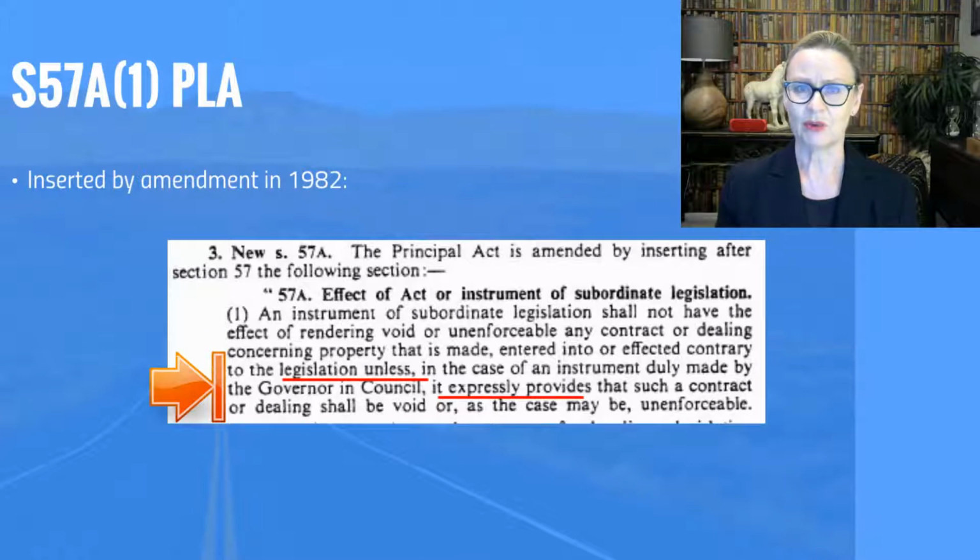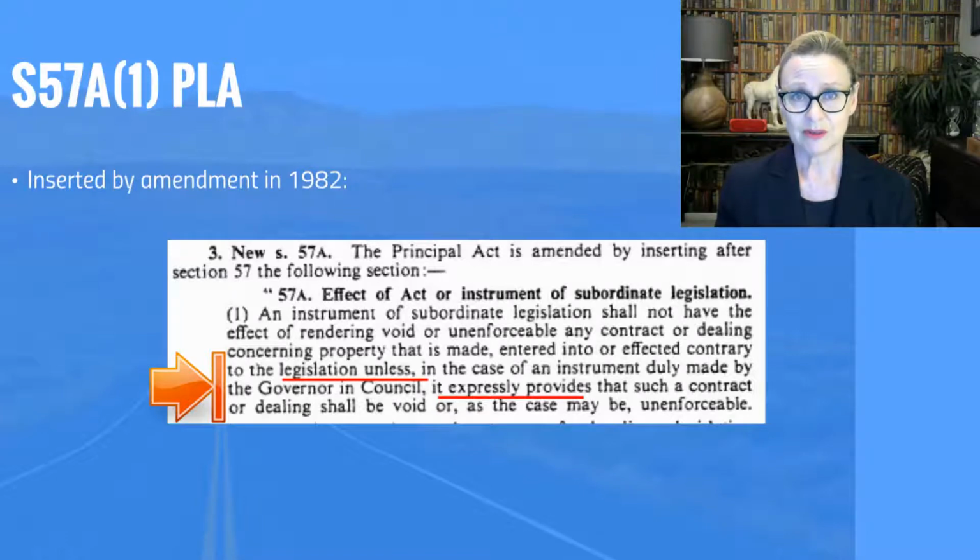Subsequently, there was a bit of a rethink, because subordinate legislation, or the more modern term, statutory instruments, don't necessarily go through all the checks and balances that normal acts do in their passage through Parliament. So it was thought far less appropriate for subordinate legislation to be able to render contracts unenforceable or void for non-compliance with them.